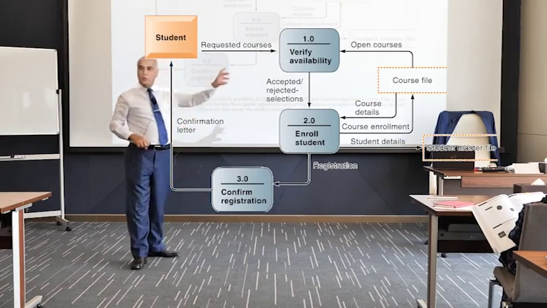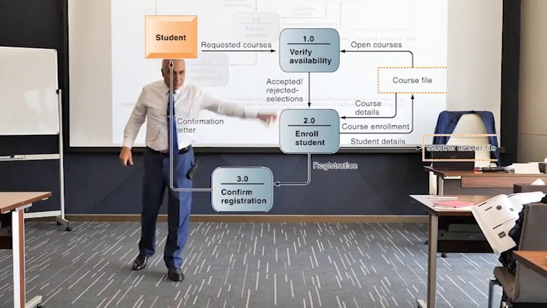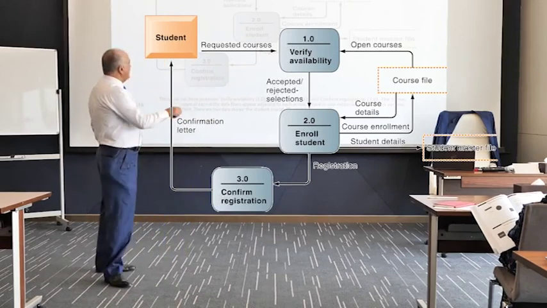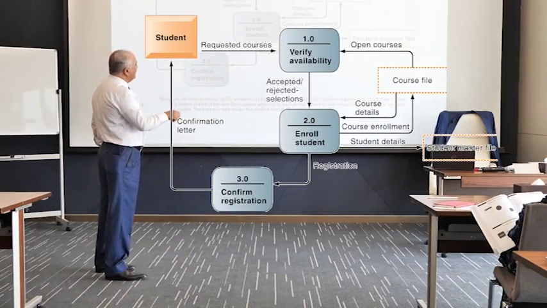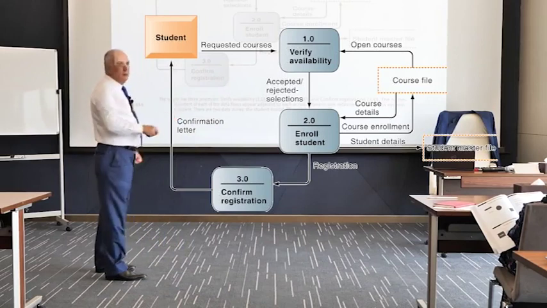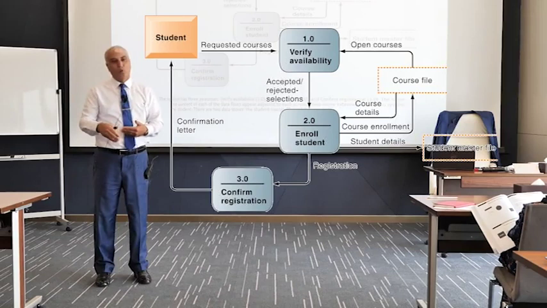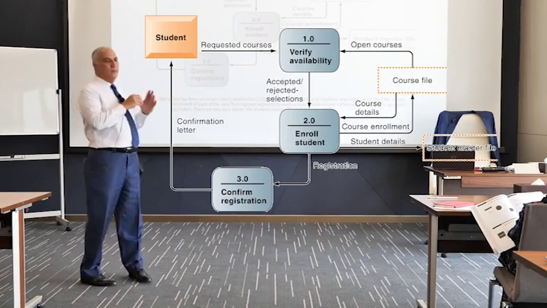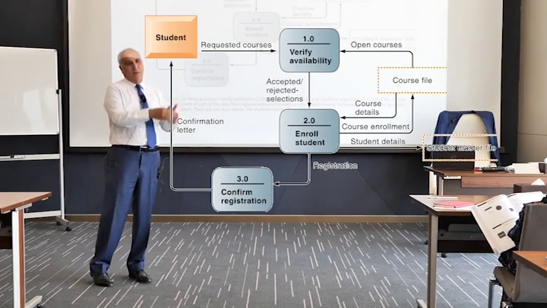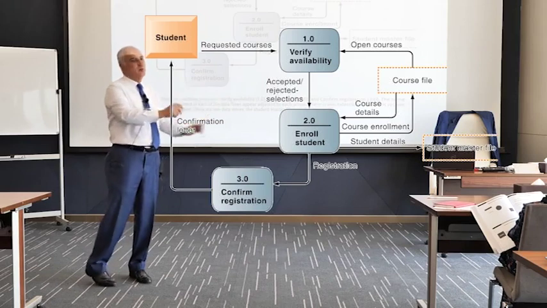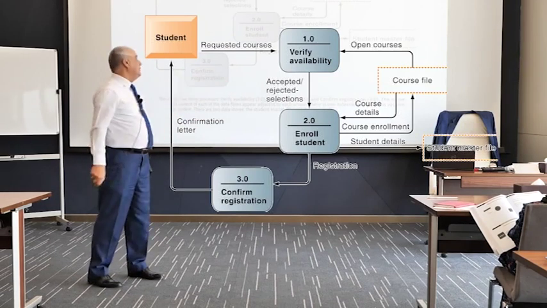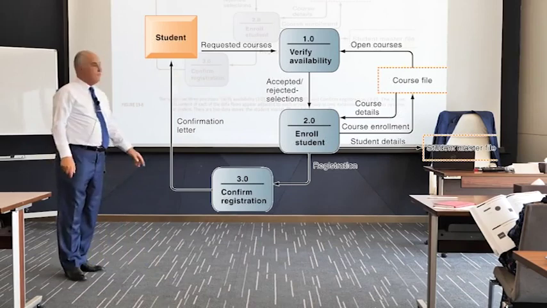So this process will get the data from this file. Process 2 will go to the course file and say, give me the course name and the course code. And now here it will say, course enrollment. It will do what? Update. And now here we want to record as part of the student registration that this student is taking this course. So again, the data is going to be updated, written to the master student file.